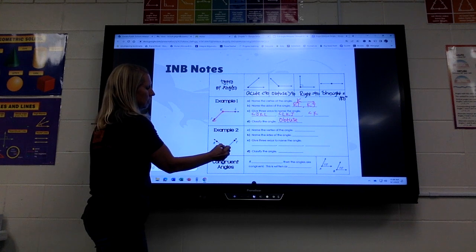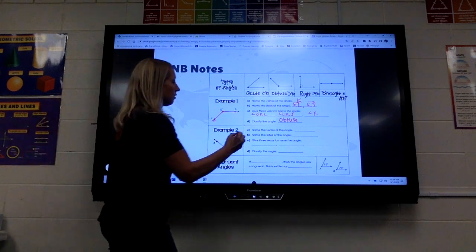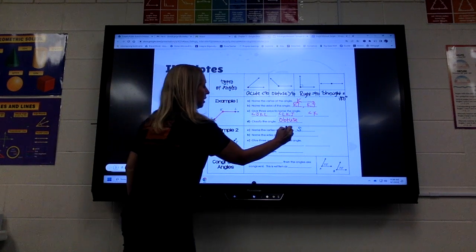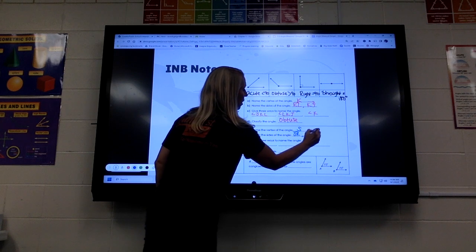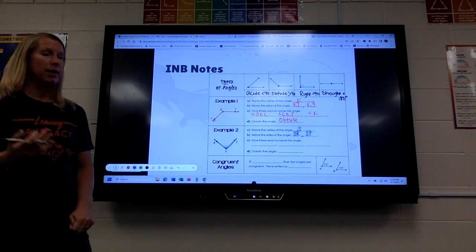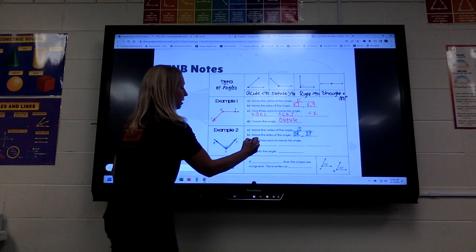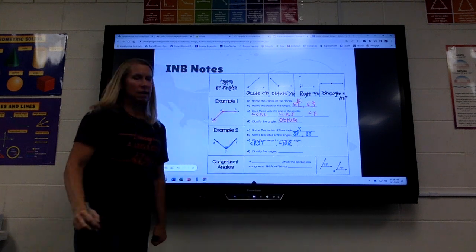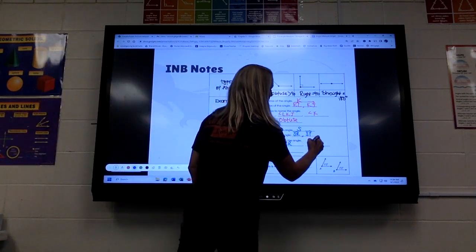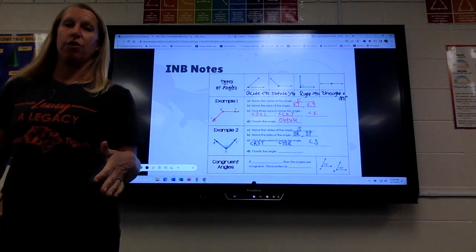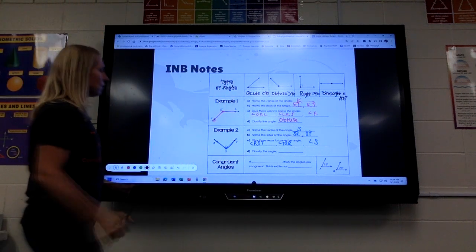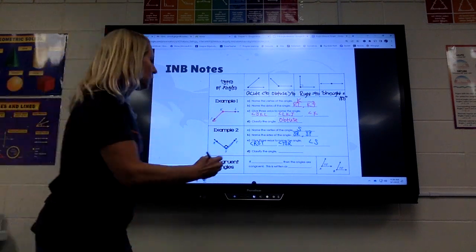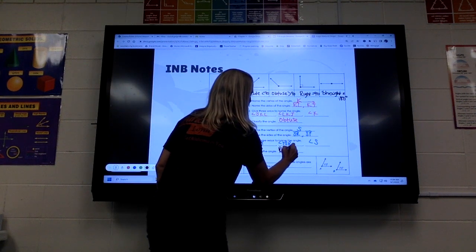Name the vertex. So the vertex is always that middle letter, which would be S. The sides would be SR and ST. Those are my rays. 3 ways to name the angle are angle RST, angle TSR, or I could also name it angle S because it is not connected to any other angle. Then it said classify the angle. Well, do you see how there's a box right here? That box means it's a 90-degree angle, so that would be classified as right.